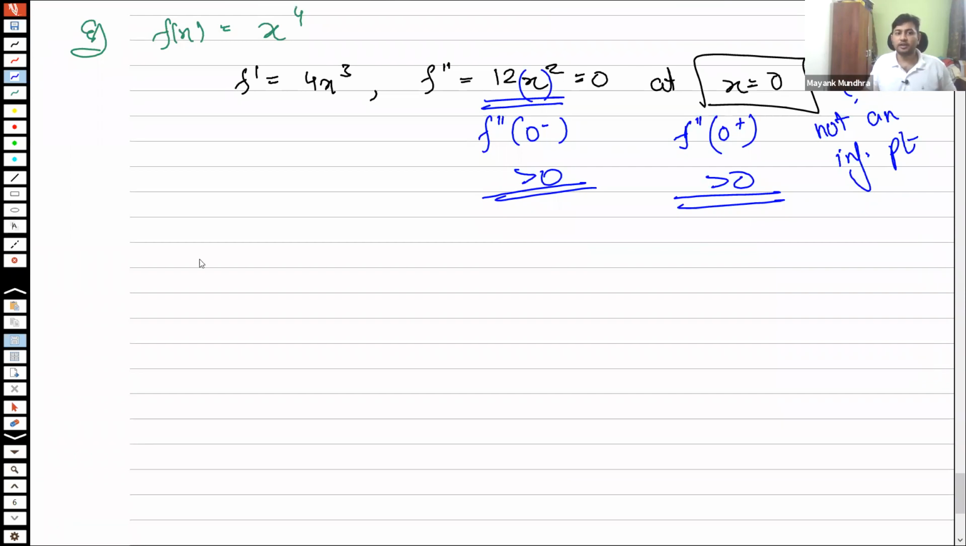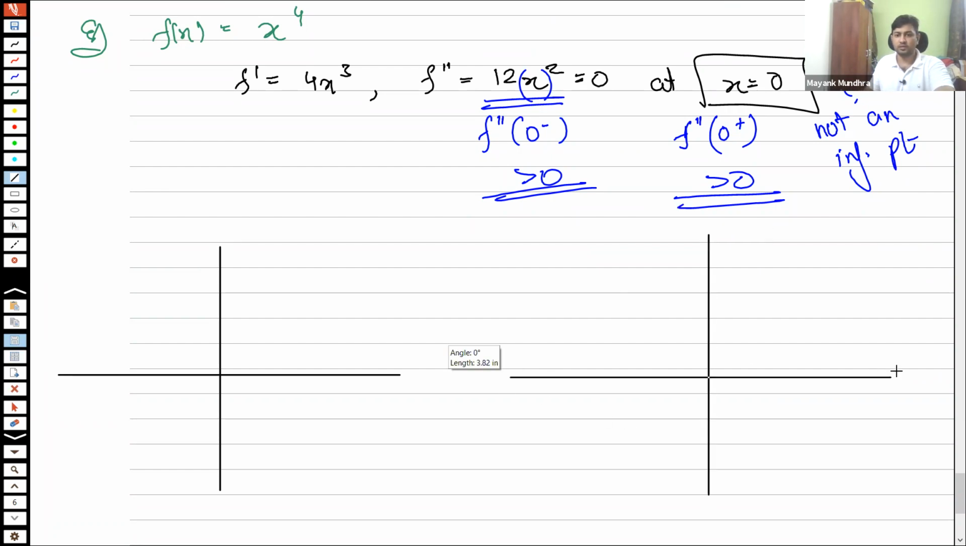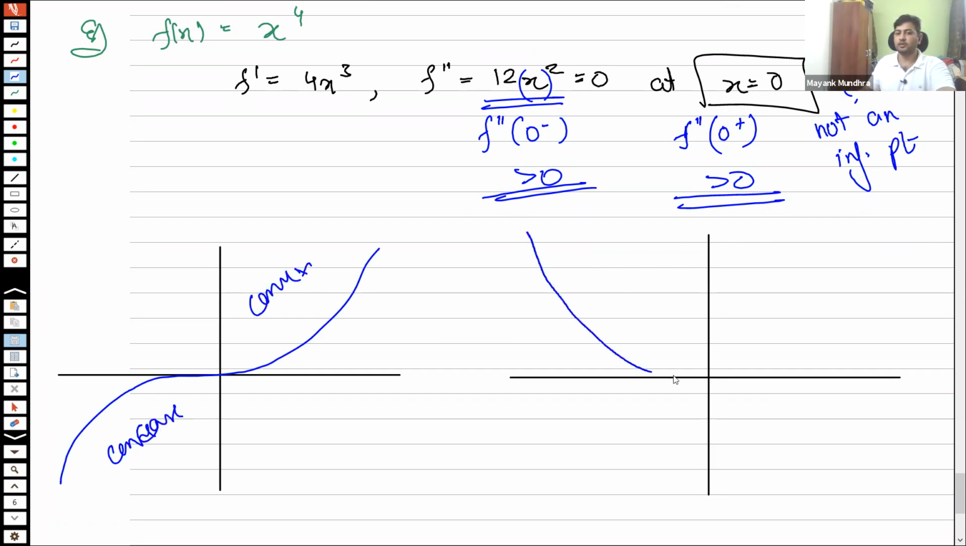In fact, if I draw the two curves, this will become amply clear to you. So this is the graph for x cube. It's concave here and it is convex here. Whereas the graph for x to power 4 looks like this, and it is convex everywhere. So for x to power 4, this point is not an inflection point.